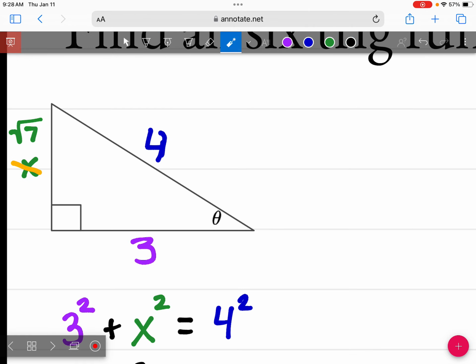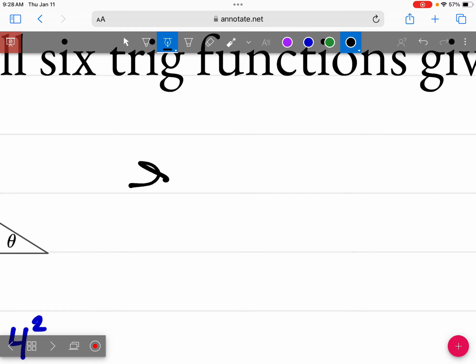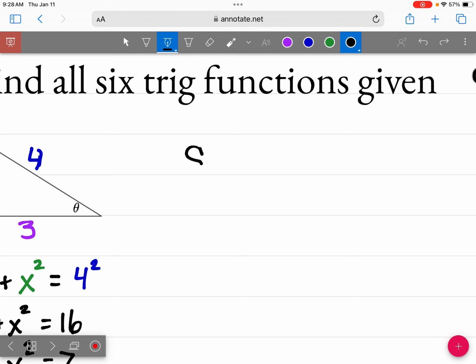Okay, so now I know the dimensions of all the sides. So what we're going to do is find all 6 trig functions by plugging in those values. Sine of theta is opposite over hypotenuse. So what is the measurement of the opposite side? Square root of 7. What's the measure of our hypotenuse? 4. So sine of theta is square root of 7 over 4.